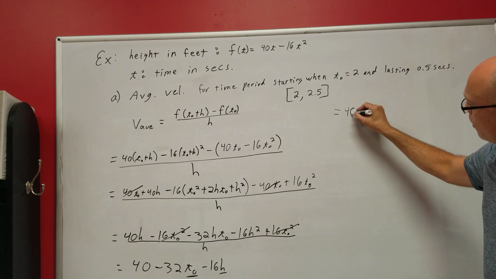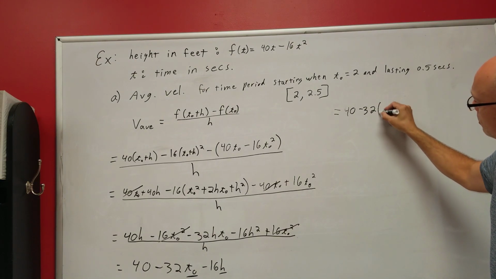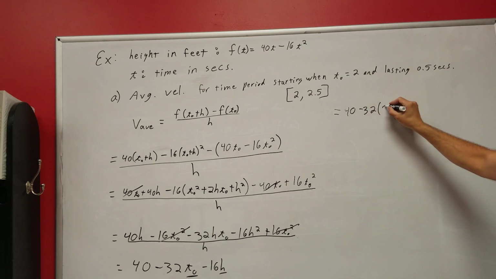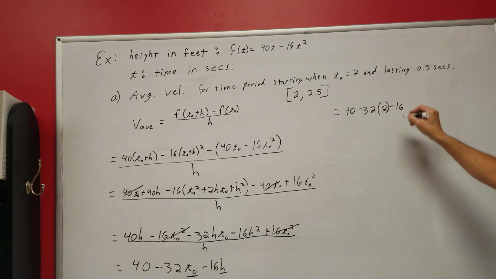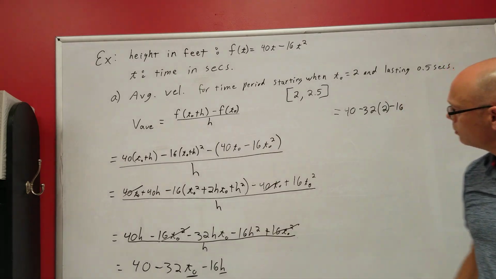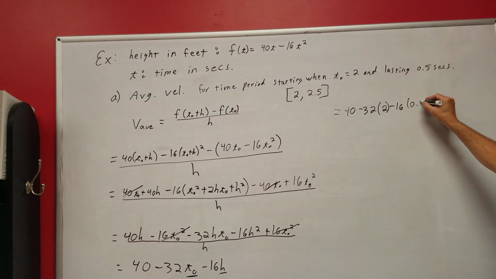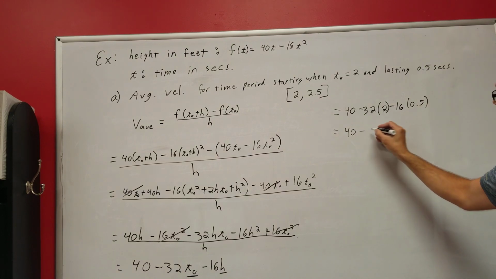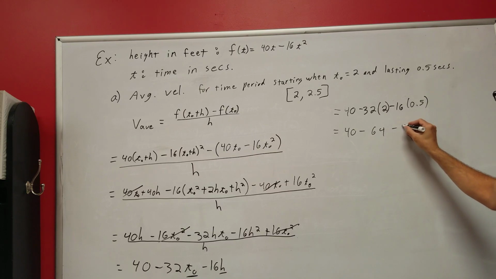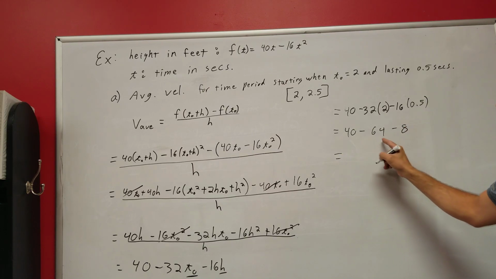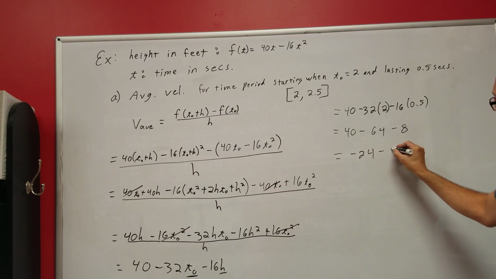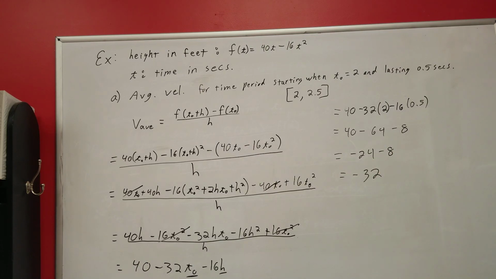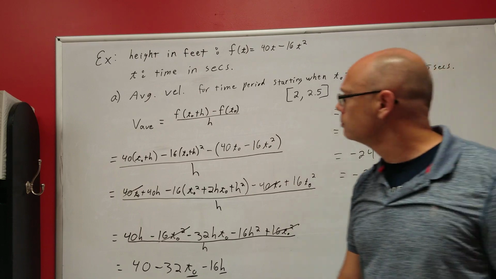So this is going to be 40 minus 32. We said t naught was what? 2. Minus 16 times h. What did we just say h was? 0.5. So I get 40 minus 64 minus 8. So what's 40 minus 64? Negative 24, minus 8. What's negative 24 minus 8? Negative 32.